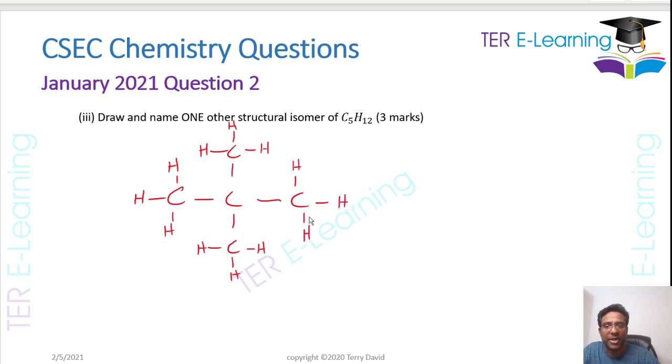So remember, each carbon must have 4 bonds, right? So what I've done here, let's see, make sure we have 5 carbon atoms. We have 1 here, 2 here, 3 here, right? Now, they told us to draw it as well as name it, right? So you need to be careful.